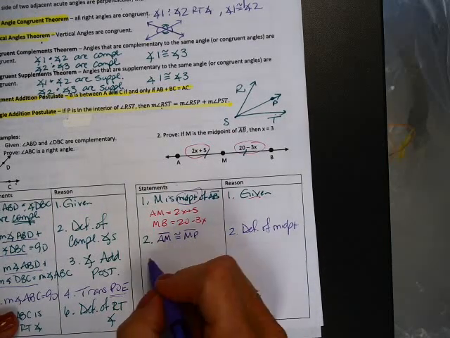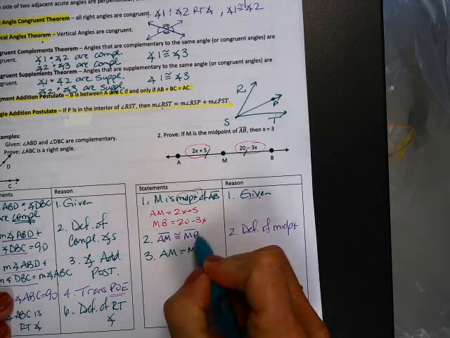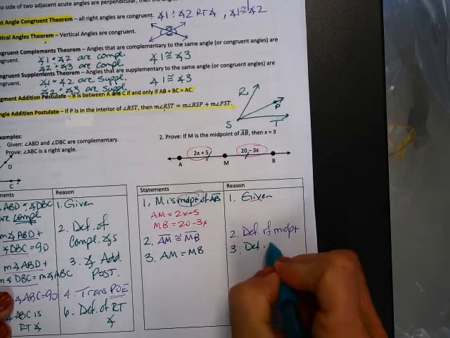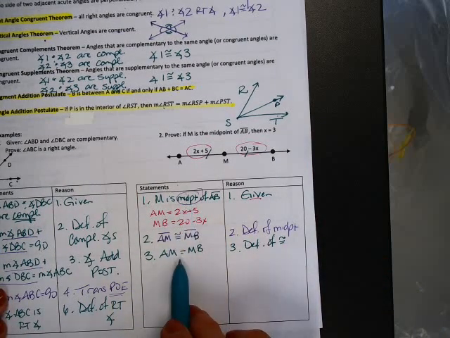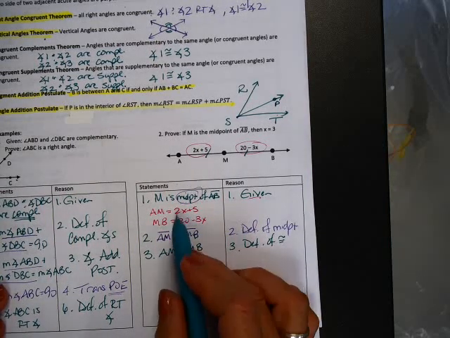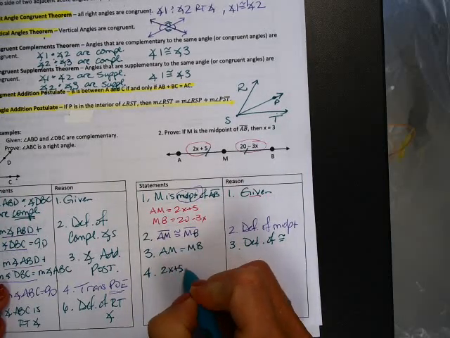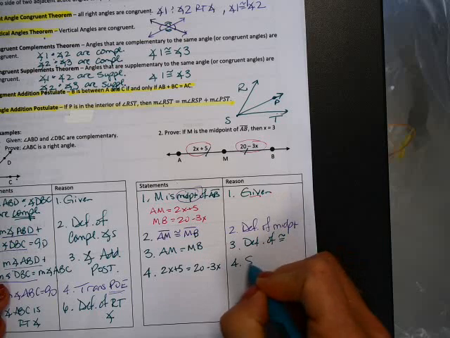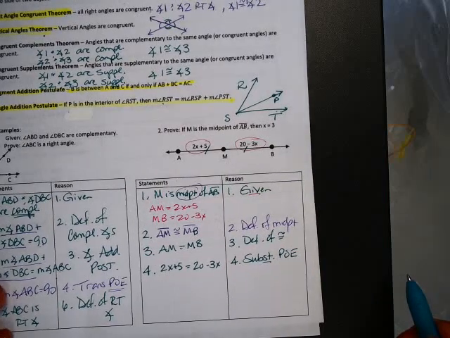If segments are congruent, they have what? Equal length. So AM equals MB. That is our definition of congruence. Remember, this is what the definition says, but we need it equal so that we can put numbers in there. Okay, now that we've got that, now I can plug in or substitute what we know. AM is 2x plus 5. MB is 20 minus 3x. All I do is substitute. Substitution property of equality. Make sure you know it's substitution, not subtraction.